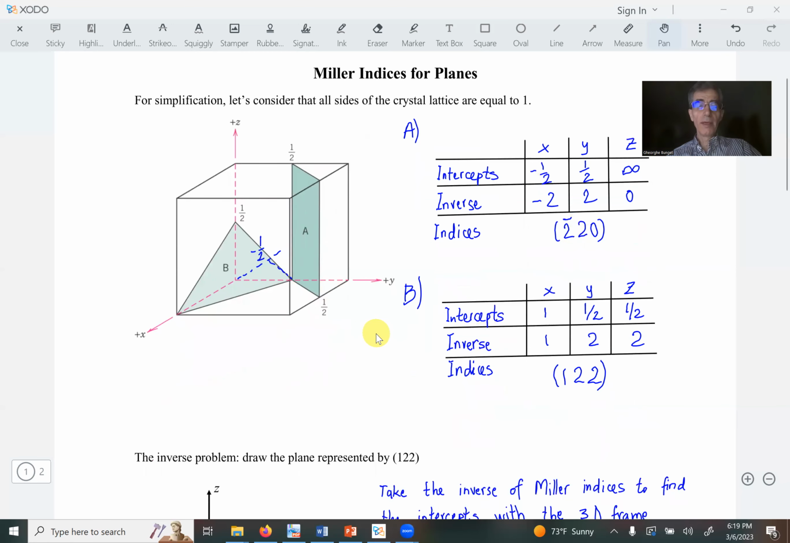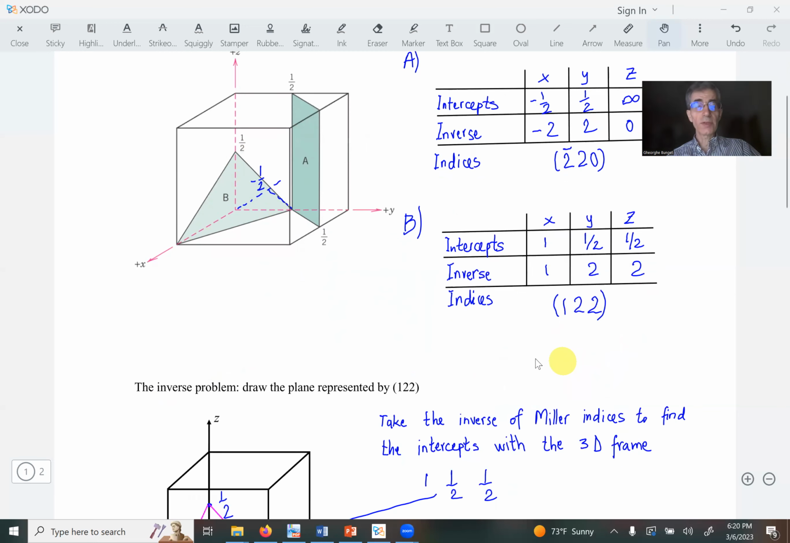For plane B, it's easier to read the intercepts. The x-axis is intersected at 1, the y-axis at 1/2, and the z-axis also at 1/2. So we take the inverses, and it's much easier in this case.